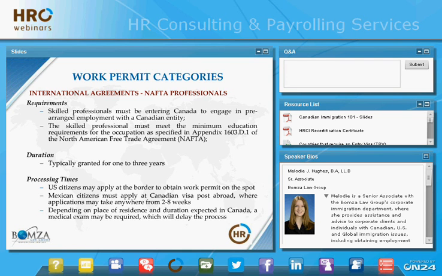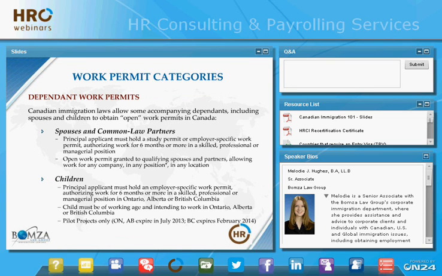When you have the foreign national that you want in Canada, they've obtained their work permit, what about their family? Canadian immigration laws do allow for some accompanying dependents, including both spouses and children, to obtain what we call open work permits in Canada. An open work permit is a work permit that has no restriction to employer, employment location, or occupation. So the spouse, common law partner, or child can work in any position.